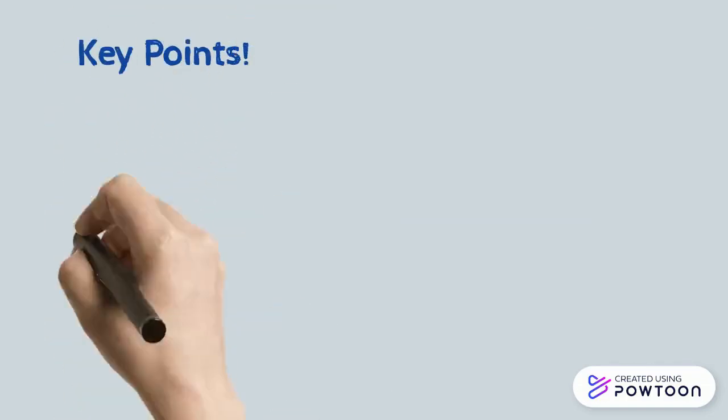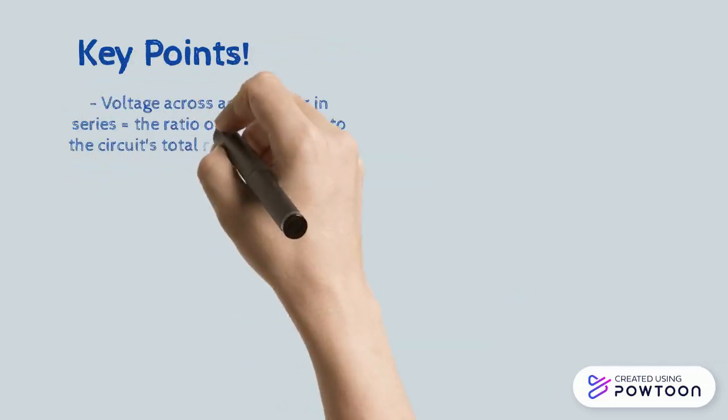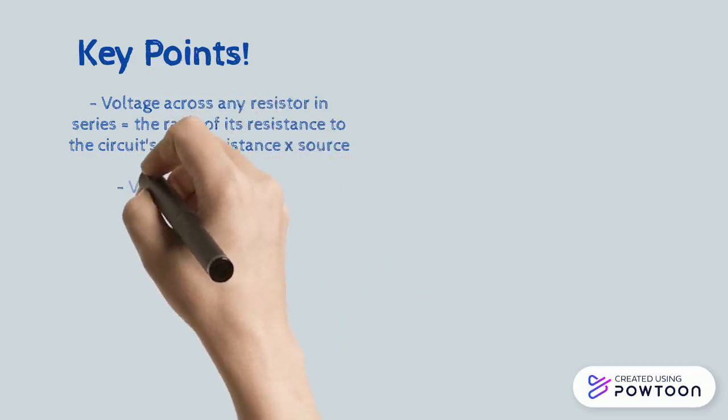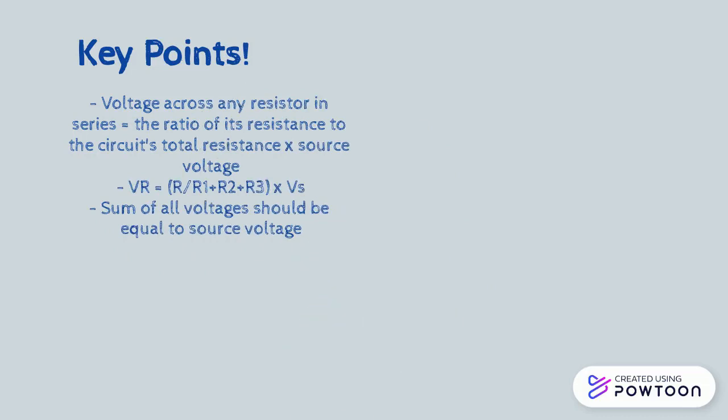The key points to take away from this lesson is that voltage divider simply states that the voltage across any resistor in series or a closed loop is equal to the ratio of its resistance to the total resistance multiplied by the source voltage, and can be checked using Kirchhoff's voltage law.